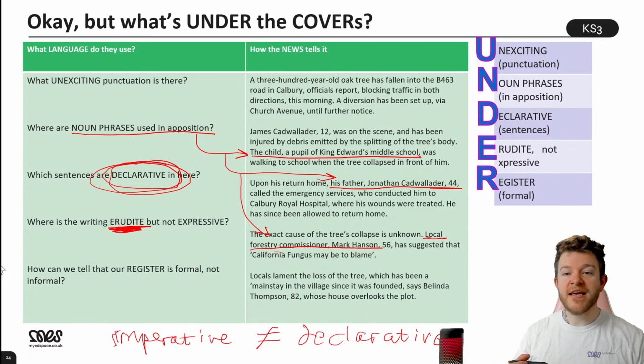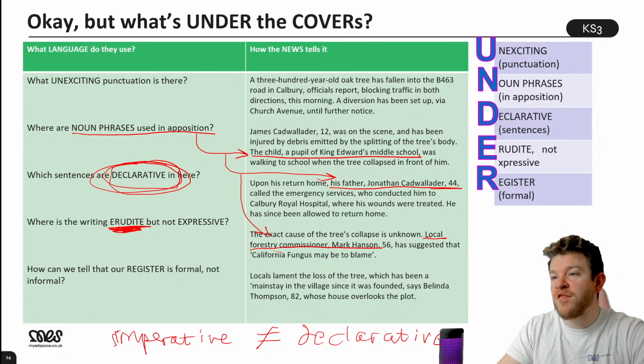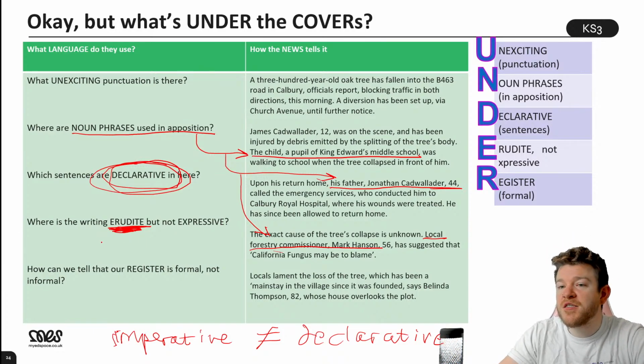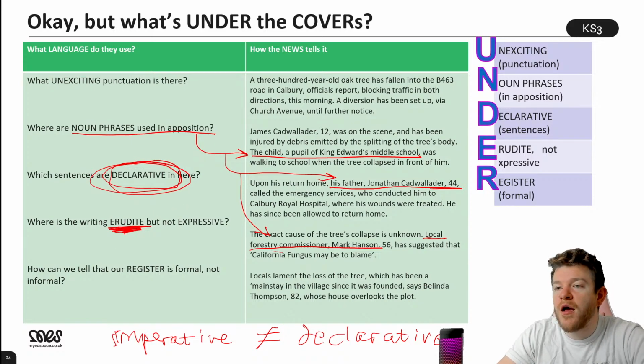Erudite is basically sounding smart and well-informed and educated, but not being over the top expressive. So we're not going to have words that are showing off, like, from the original story, we might have words like cacophony. But a cacophony is too expressive. We just want to be learned.